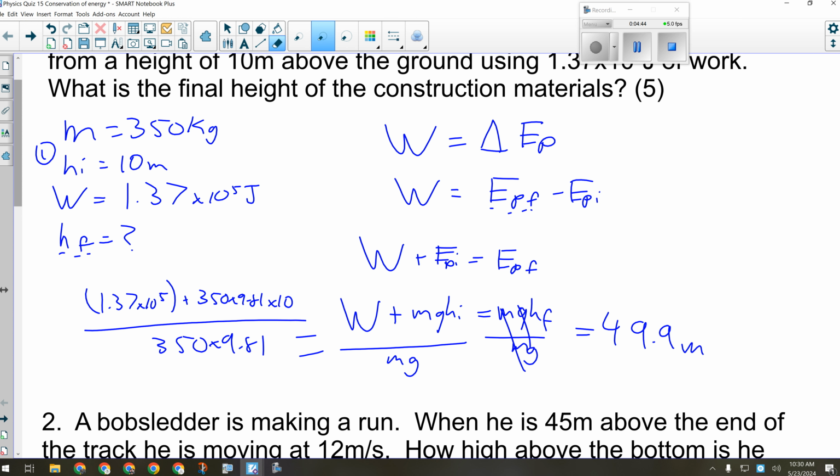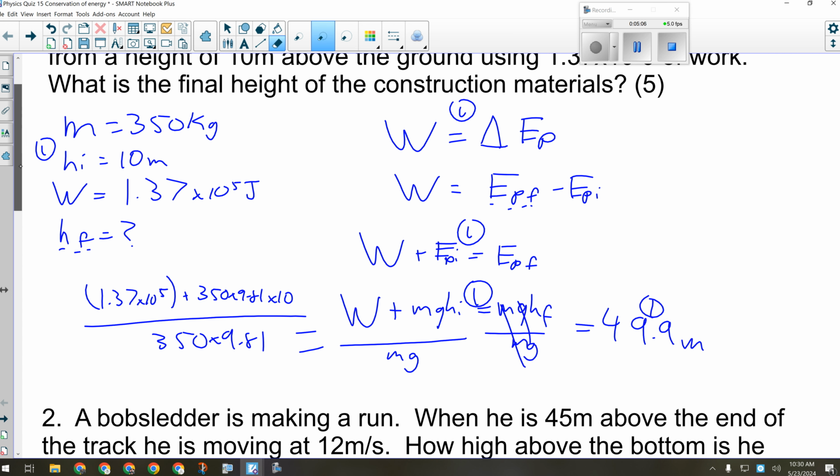All right, so this would be a 5-mark question on your test. You get one for your givens. You get one for work energy theorem. You'd probably get one for isolating, one for your algebra, and one for your answer. 5 marks. Okay. Questions on number 1? Okay, how are people feeling about work energy theorem?